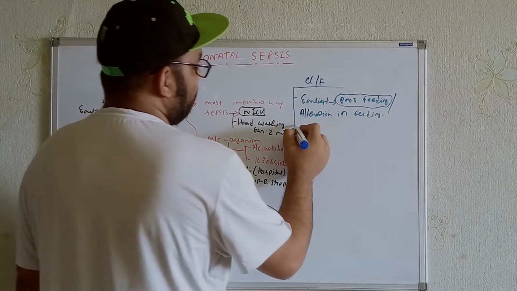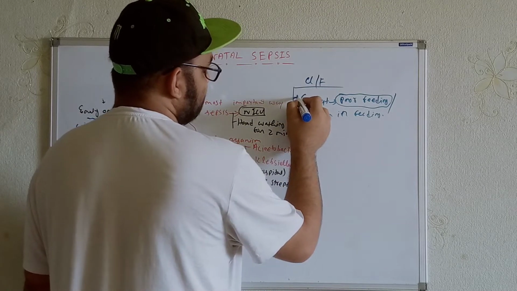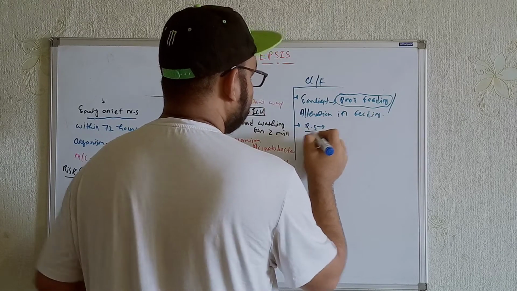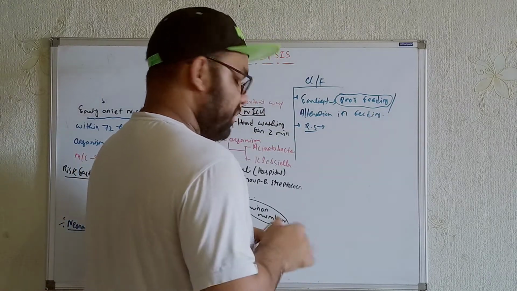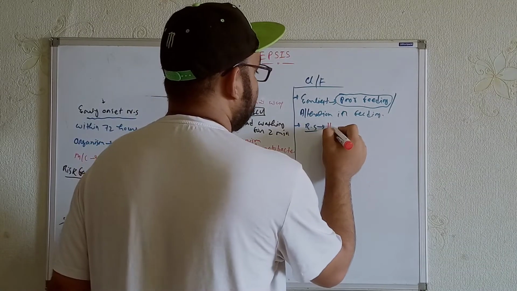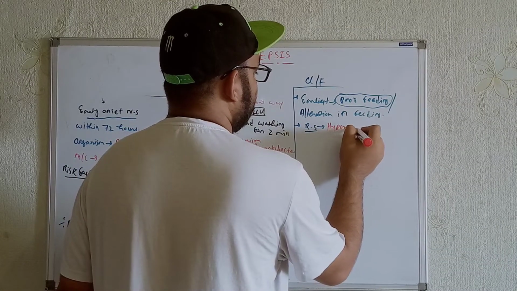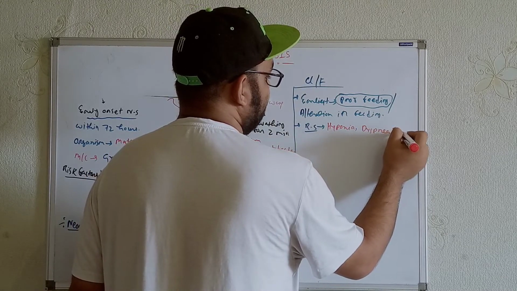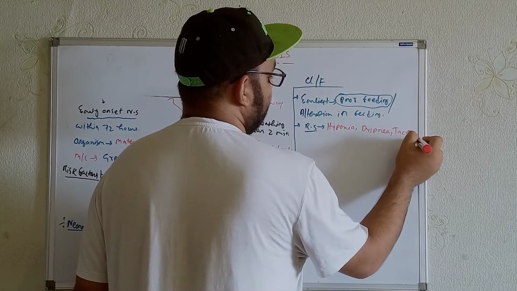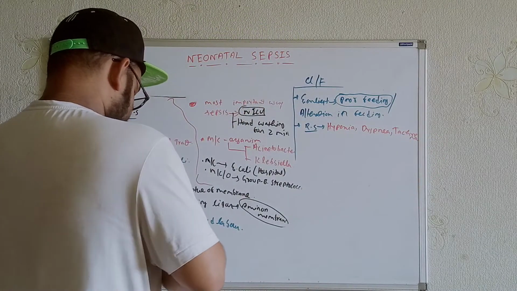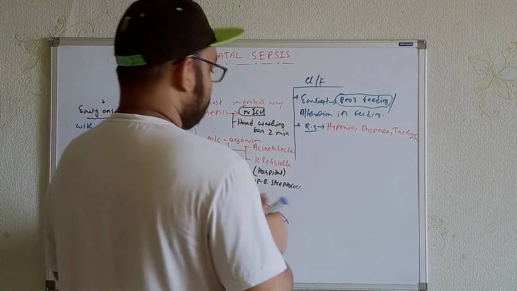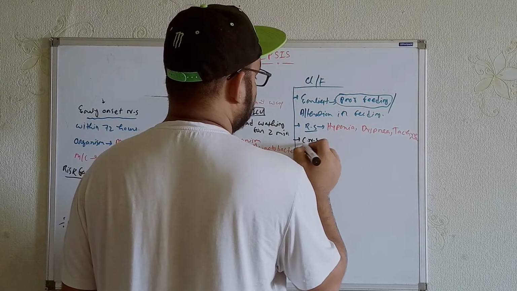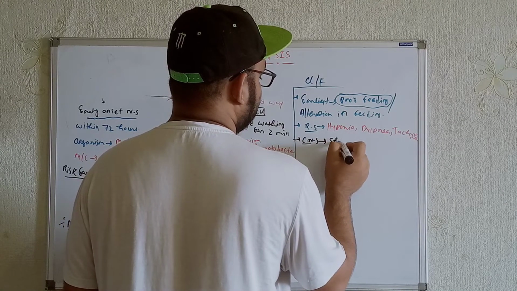Now different types of problems. For example, as far as the systems are concerned, in terms of the respiratory system, we will get hypoxia, dyspnea, and tachypnea. As far as the respiratory system is concerned, we already got it. Whenever it is about the central nervous system, in these cases, we will get shrill crying.